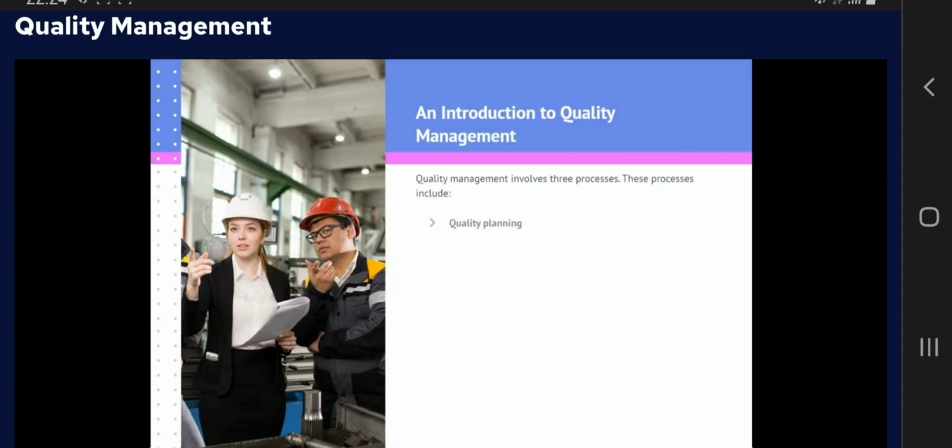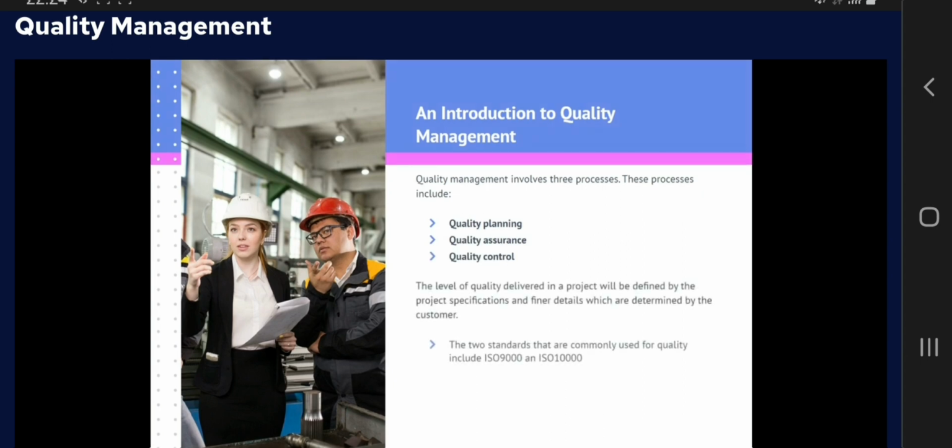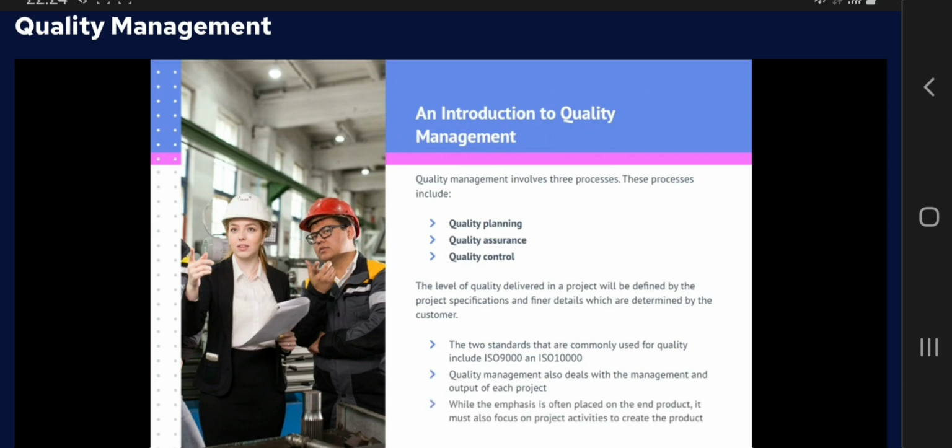Quality management involves 3 processes. These processes include quality planning, quality assurance, quality control. The level of quality delivered in a project will be defined by the project specifications and finer details, which are determined by the customer. The 2 standards that are commonly used for quality include ISO 9000 and ISO 10000.